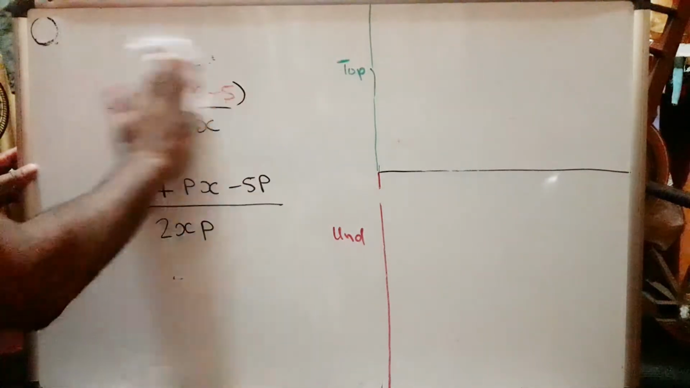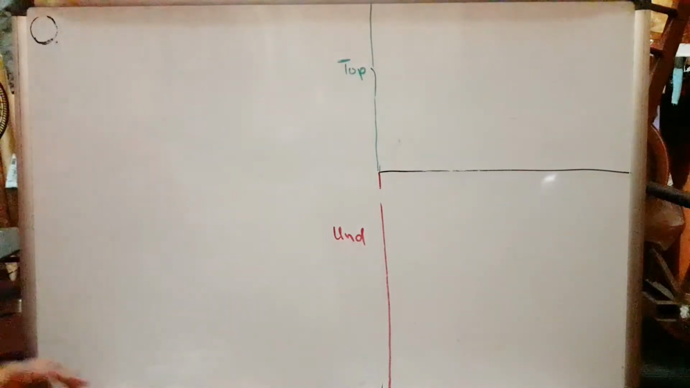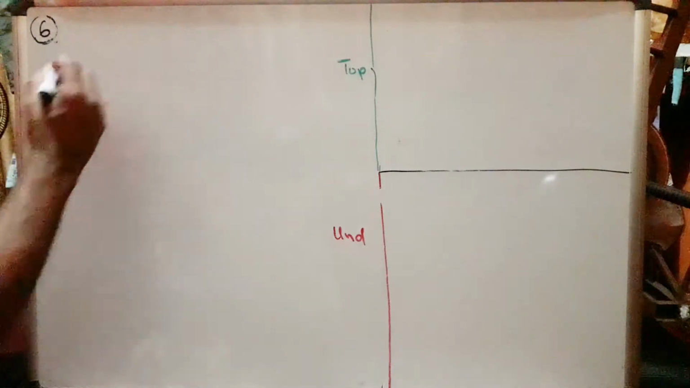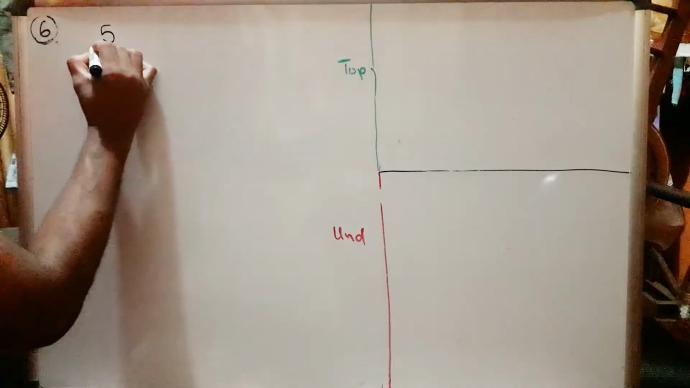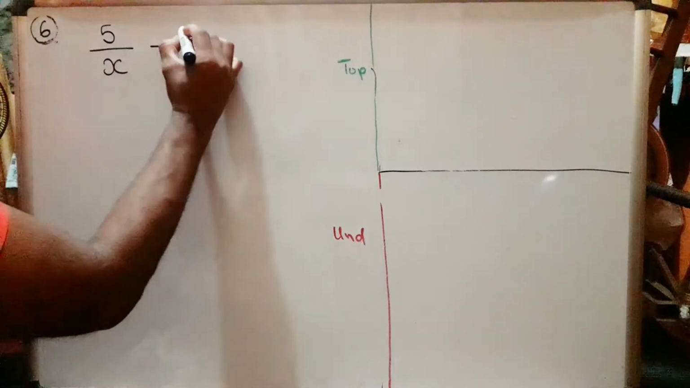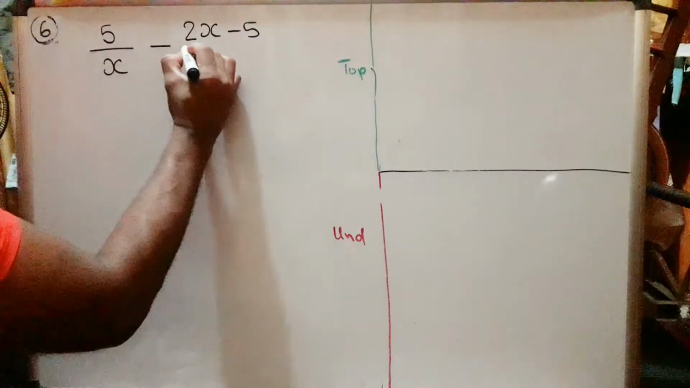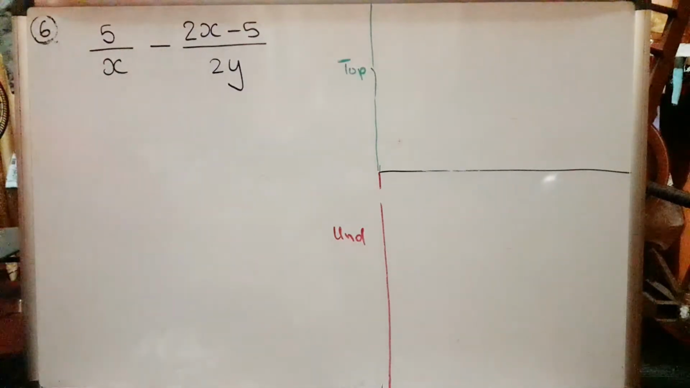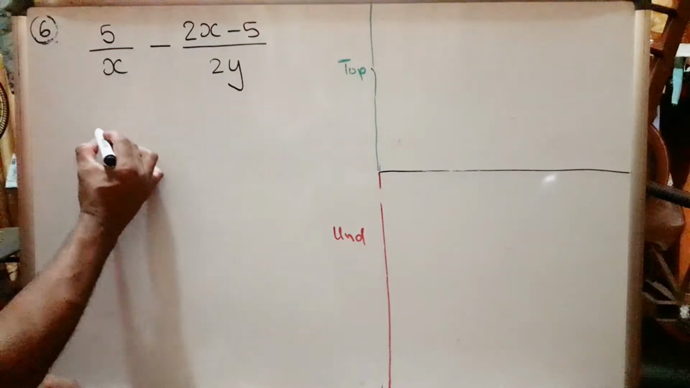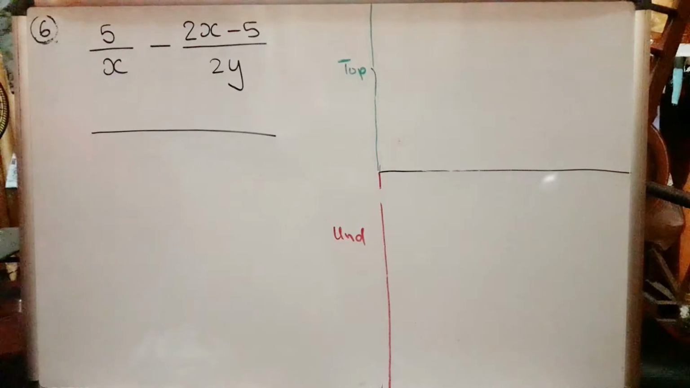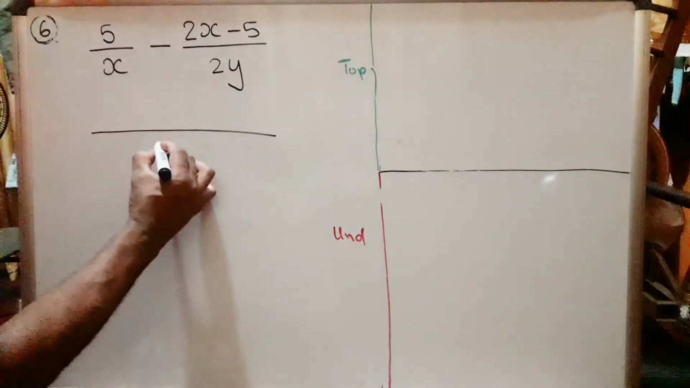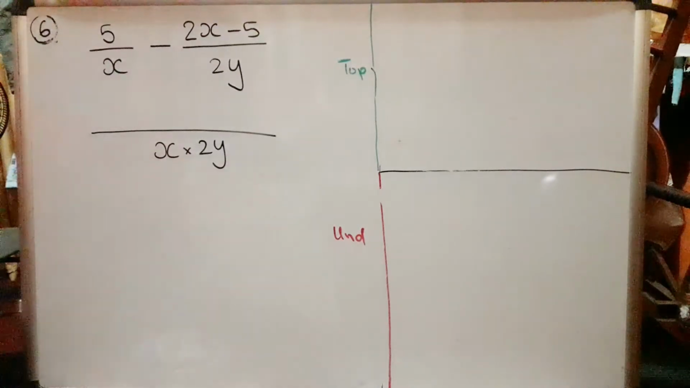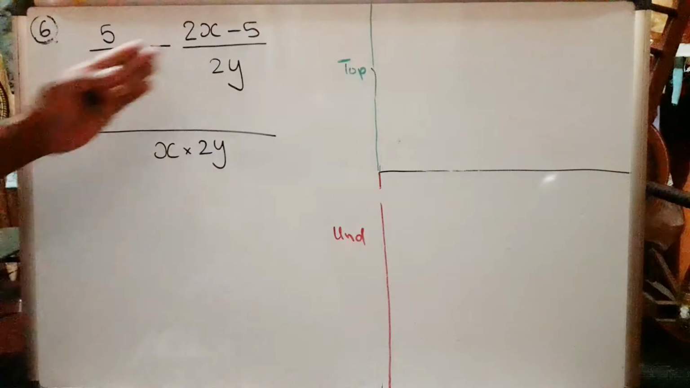Question 6. Right, I want to use some more letters here again. Here's a nice trick question: 5 divided by x minus 2x minus 5 divided by 2y. In this question, I'm going to do something wrong on purpose, so you can learn from the mistake, and then I'll show you the correct thing. So let's find the LCM here. Strange situation, x and 2y. So just put x multiplied by 2y. That's the best we can do in finding the LCM there.